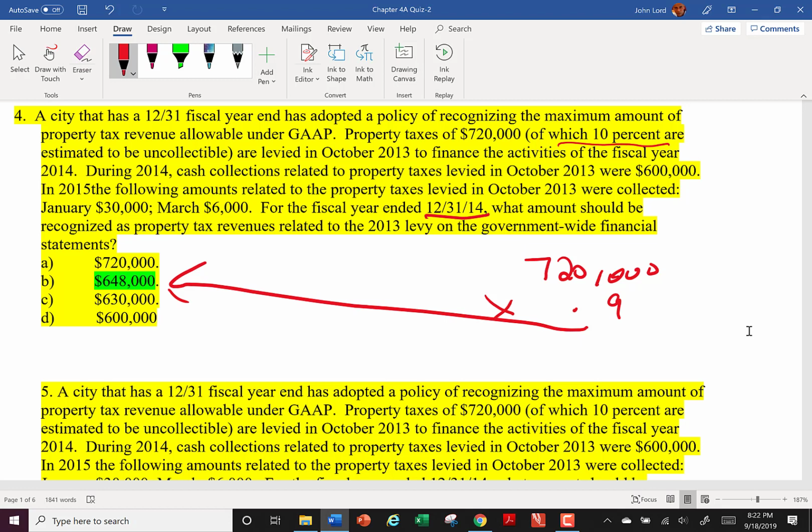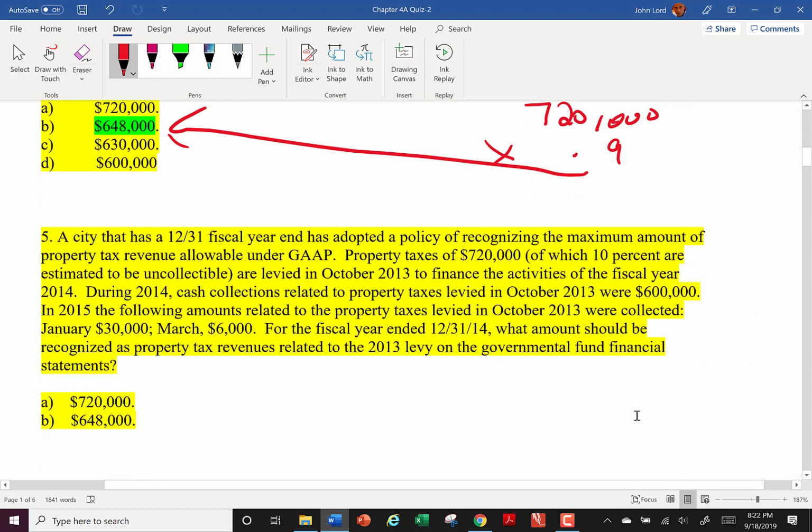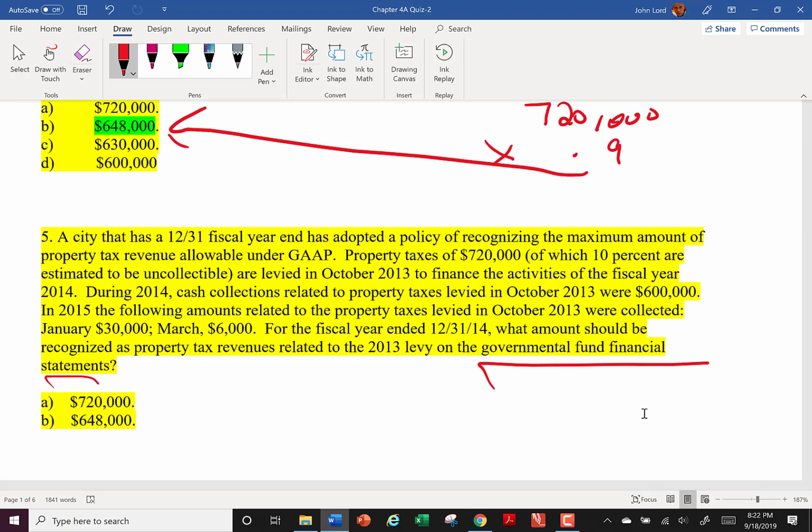Now I give you the same rules, the same fact pattern, but now we're dealing with our governmental fund financial statements. Does it matter when we collect? Now we start paying attention to all this collection information, don't we? They tell us that cash collections related to that 2013 levy, which is for 2014, occurred in 2014: 600,000. That's 2014 money that they collected in 2014.